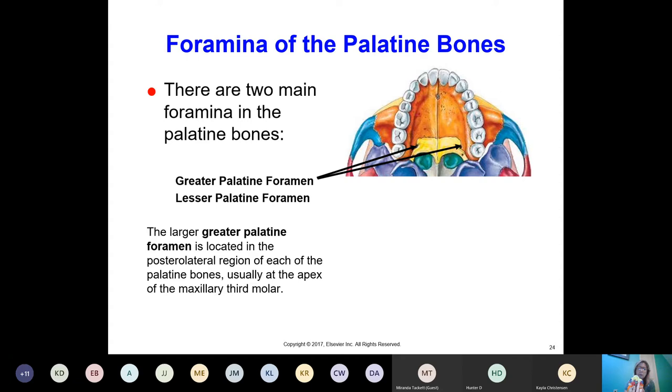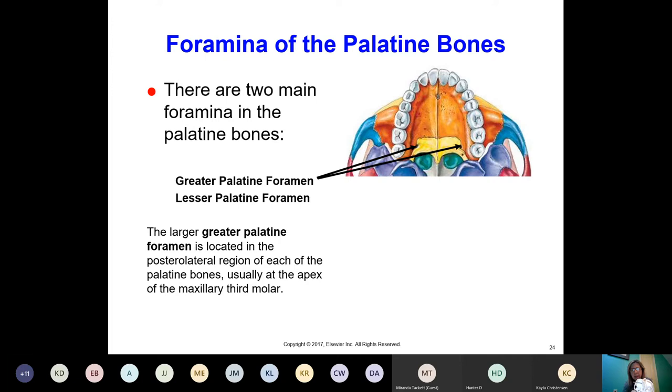This is easier to see on the non-colored skull because I think they filled it in when they painted the colored skulls. So if you follow it in from the maxillary third molar and go posterior and lateral, right about there, you can see a foramen. Can everybody see that? Anybody not able to see that little hole or need a better view of it?